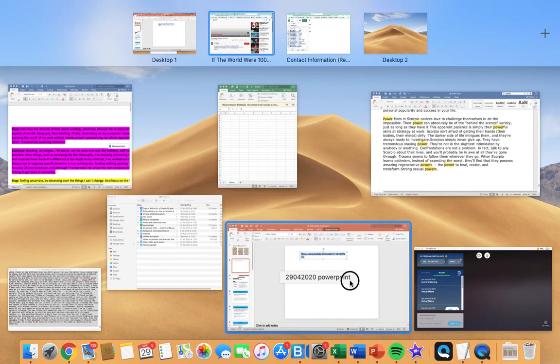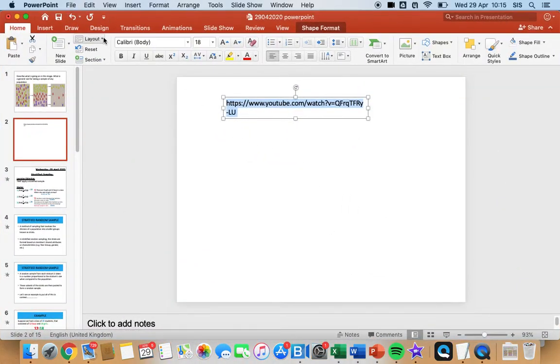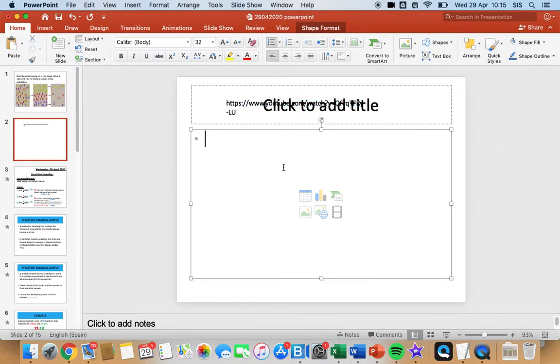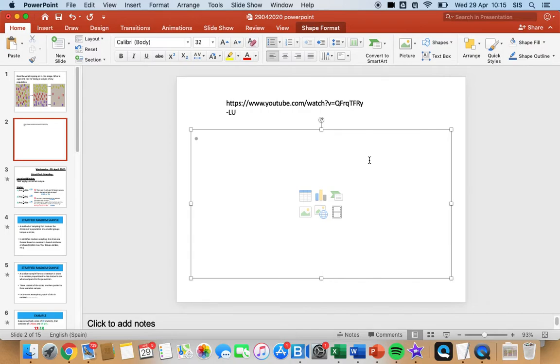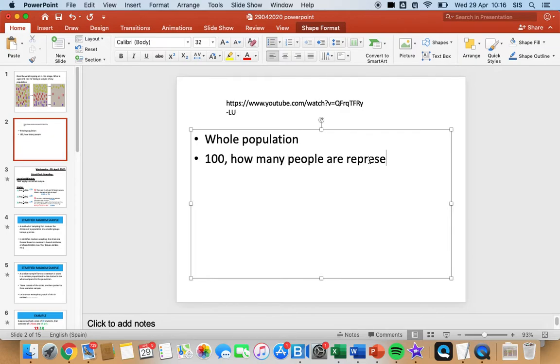So the whole idea of sampling is as follows. What we need to do is think about the whole population, for example, and we are going to divide the whole population into a smaller number, such as 100, and we're going to say how many people are represented. So let's go over a specific example.